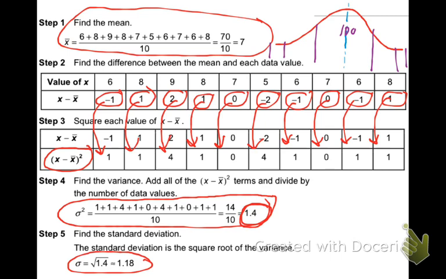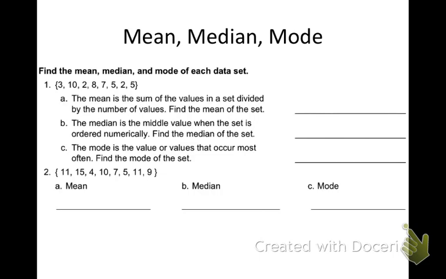Okay, so the first thing we're going to do is talk about mean, median, and mode. Good measures of central tendency here. The mean is the average. The median is the middle when they are set in numerical order. Big key there: they have to be set in numerical order. And then the mode is the one that occurs the most often. Take a couple seconds and try numbers 1 and 2. Find the mean, median, and mode of the 2 data sets.